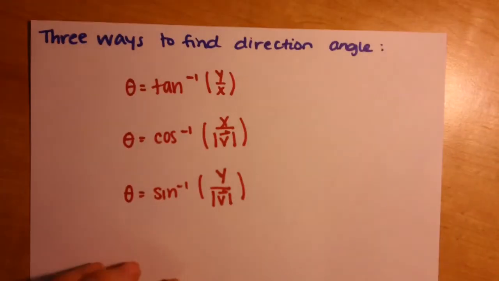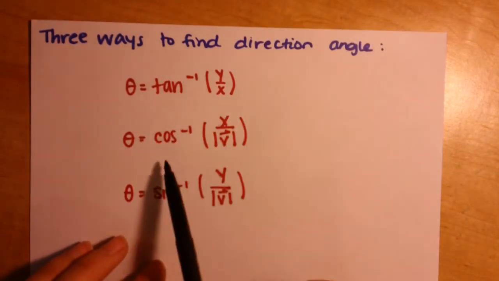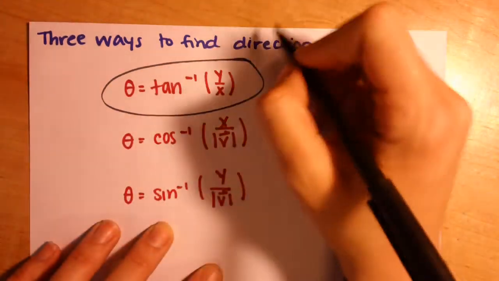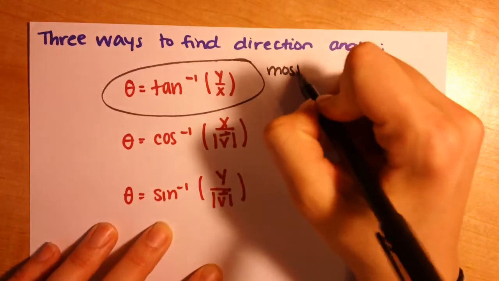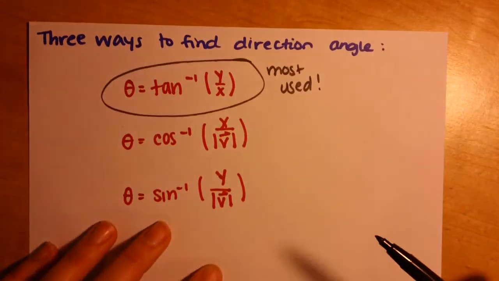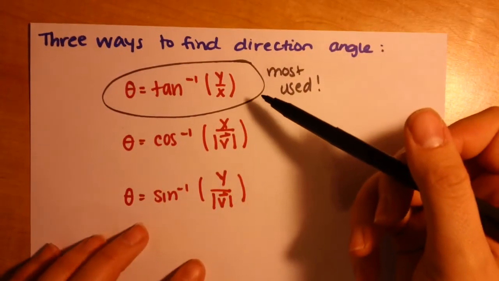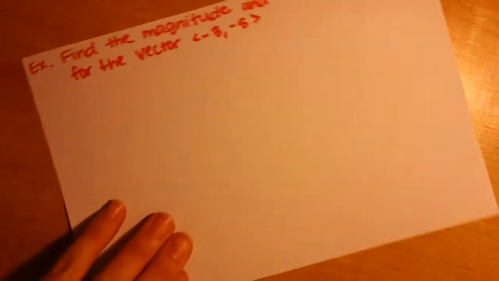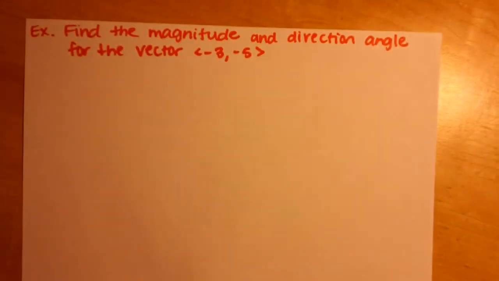Now we use tangent. There are actually 3 different ways to find direction angle. Our 3 ways are tangent inverse, cosine inverse, and sine inverse. This one here is our most used. Now we still want to know the other ones, but this one is going to be our most used. So let's look at an example. We want to find the magnitude and direction angle for the vector -3, -5.